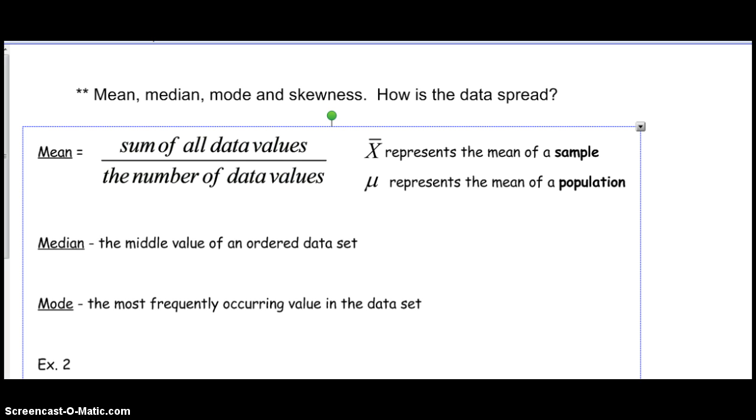Alright, let's review for a minute the mean, median, mode, and skewness. How is the data spread? So first, let's just remember what mean is. Remember, mean is you sum all of your data values, and you divide by the number of your data values. And also remember the different items that you see. We have the X bar when it's representing the mean of a sample, and then mu would represent the mean of a population. And remember what those words mean.